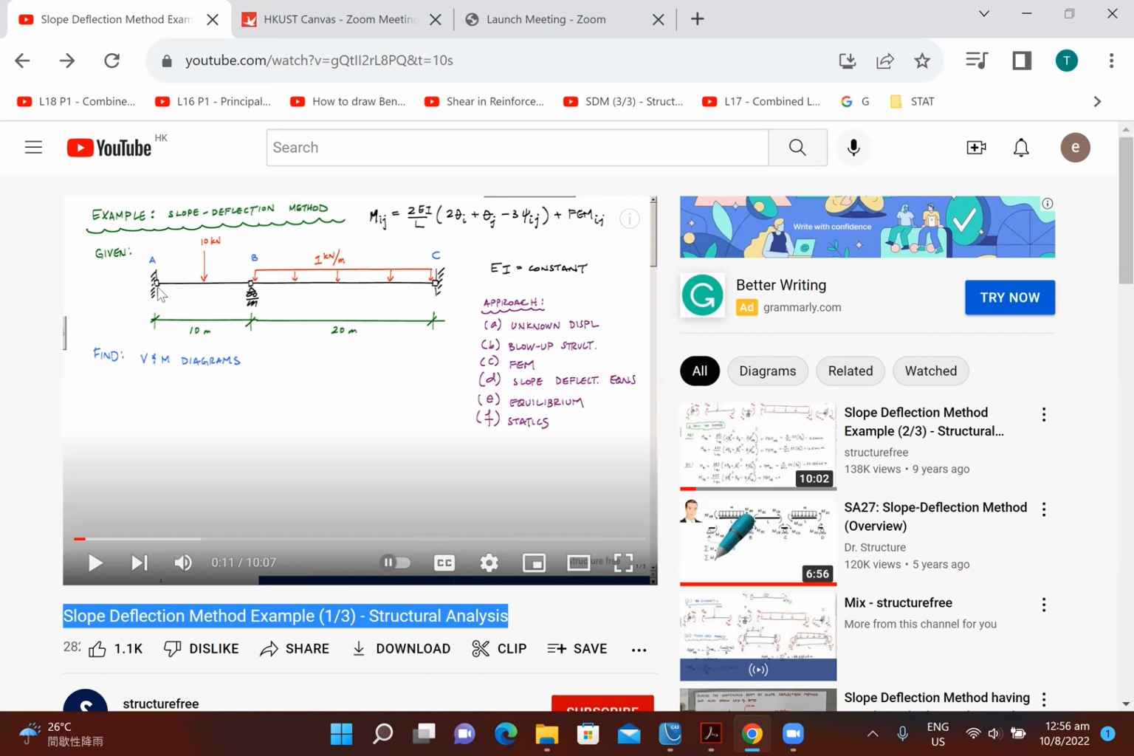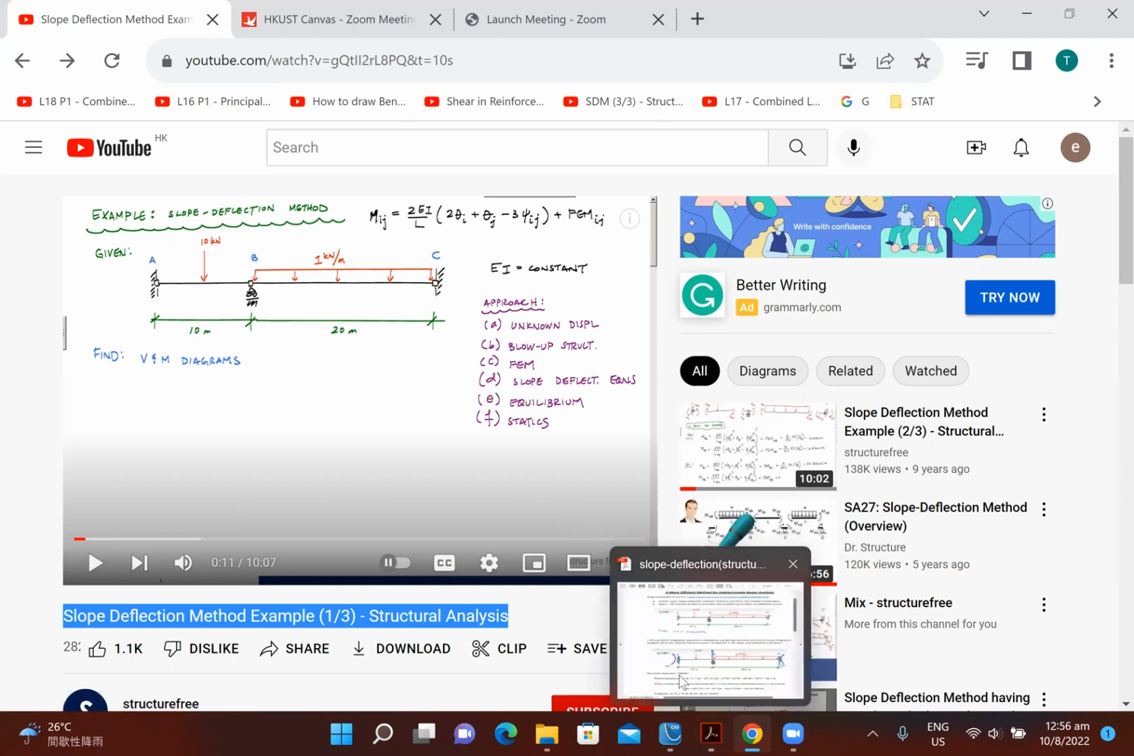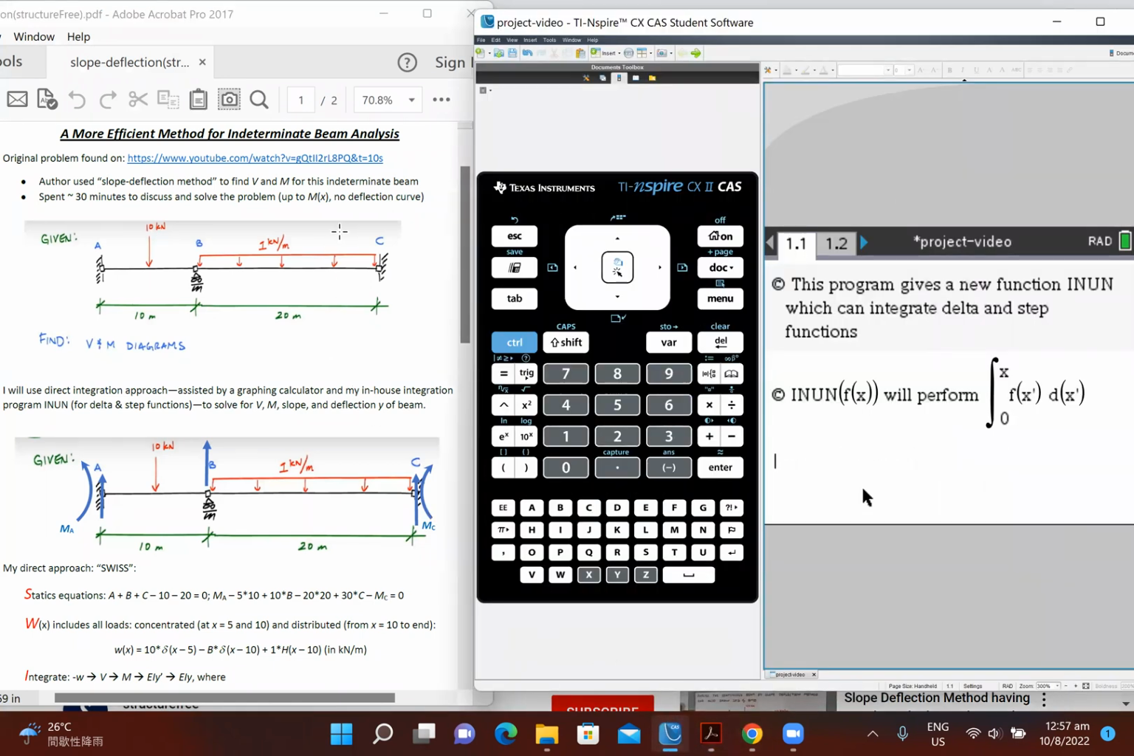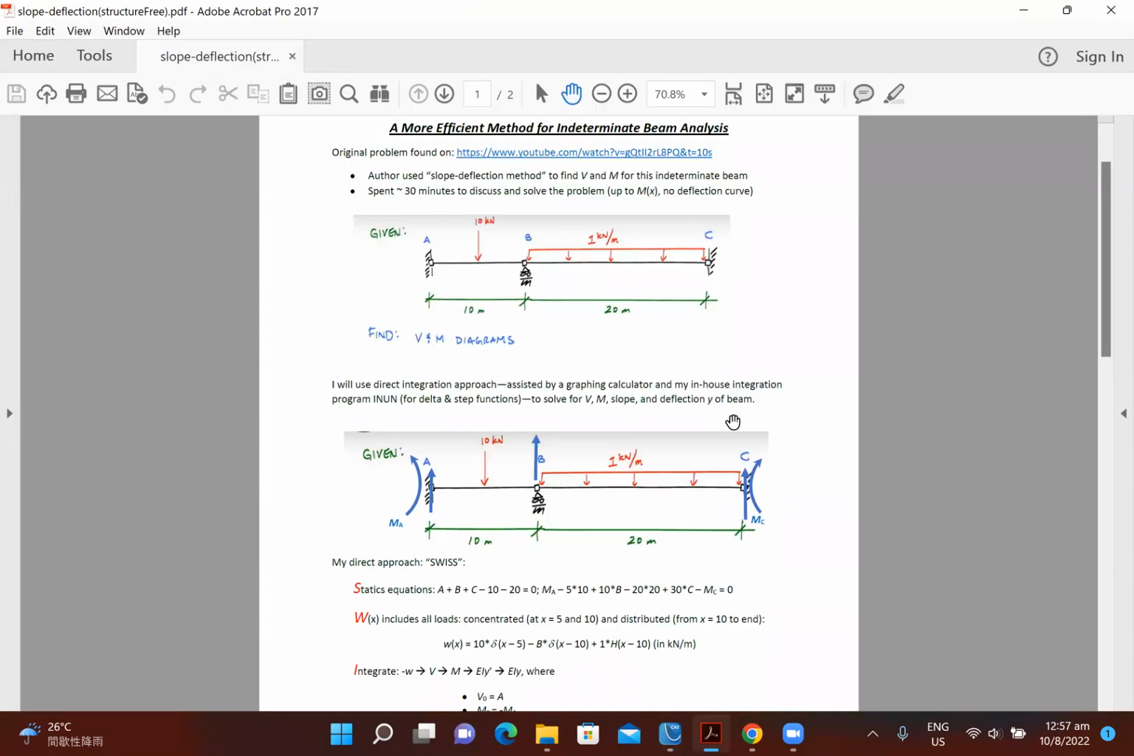And it is an indeterminate beam, a continuous beam with 2 fixed supports and a roller support. So let's take a look at how that problem can be solved in a straightforward manner. So I'm going to use my CAS calculator to help, and I have written a program that has an additional function called INUN that can integrate delta functions and step functions, which I'll use to model my loads. So perhaps first let's look at the formulation of my approach.